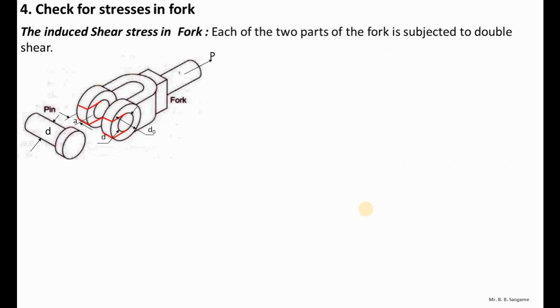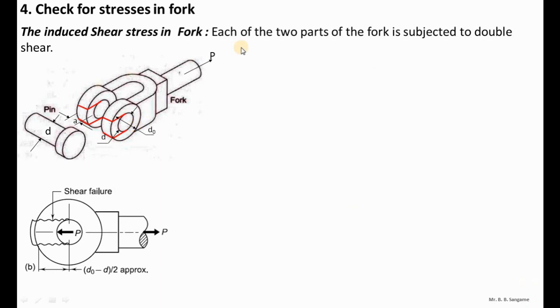Here I'm going to check the induced shear stress in the fork. After the application of force P, there is a possibility of failure of the fork in shear along this plane, the highlighted portion of the fork. It will tear off, it will get removed from the fork. So let us calculate the approximate area from this point to this point. We have to calculate the area.